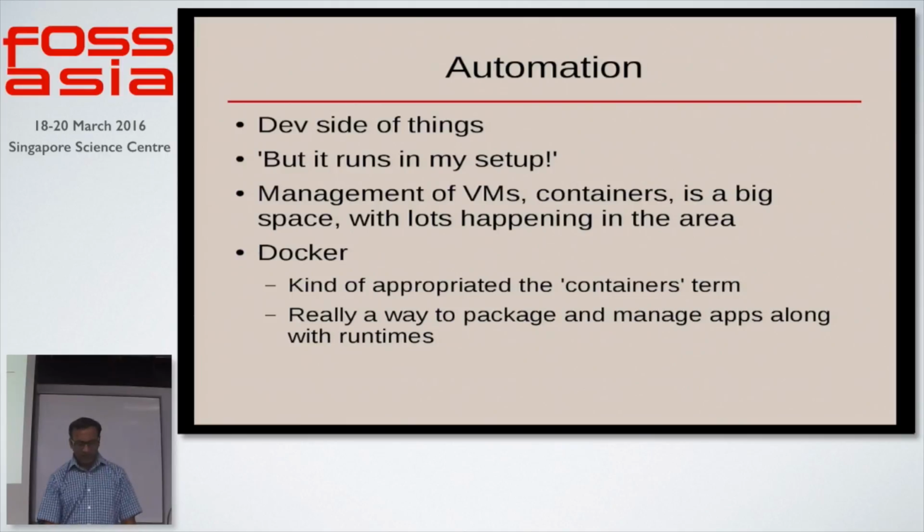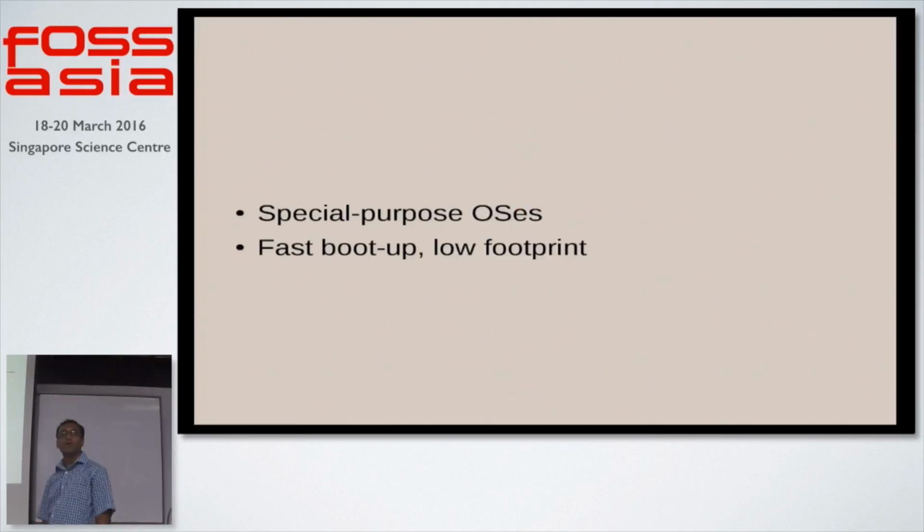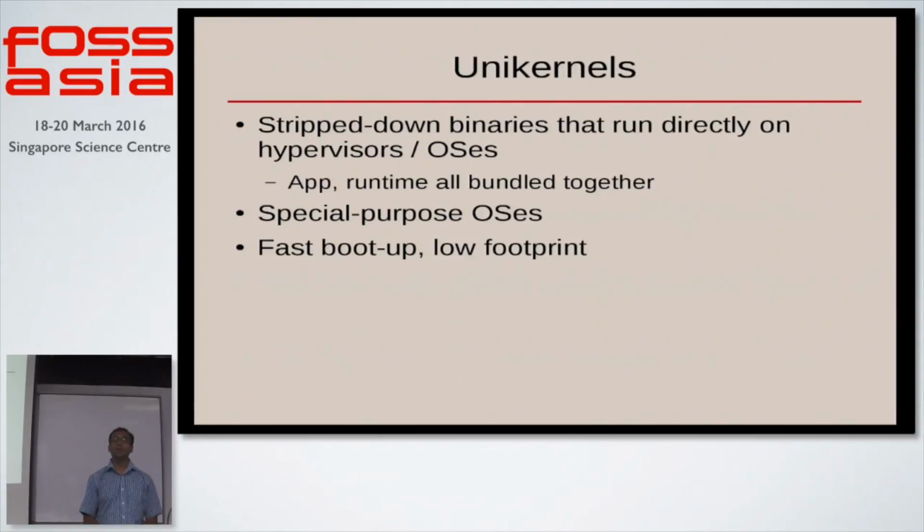Okay, we're kind of running out of time, but I have a bonus slide about unikernels. This is also something that people have been talking about recently. Unikernels are really stripped down versions of applications and runtimes and kernels. So one of the facts is you can just get compute resources directly from, let's say, EC2. So you're running on a hypervisor.